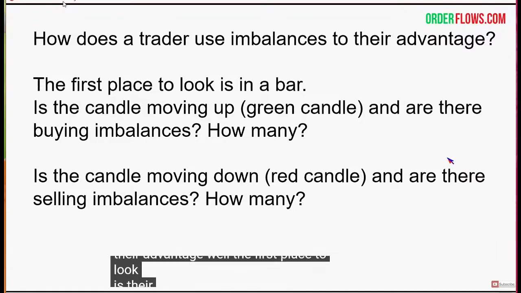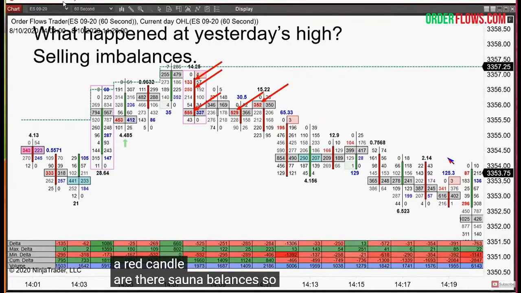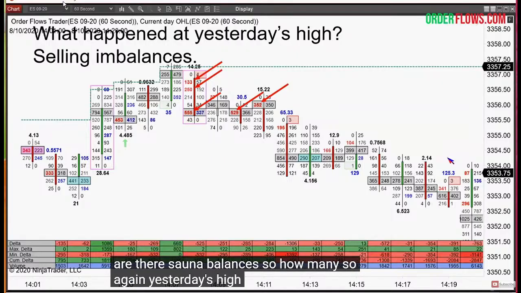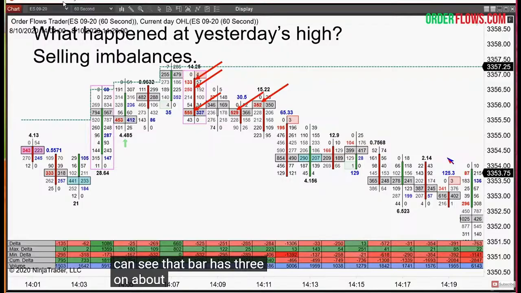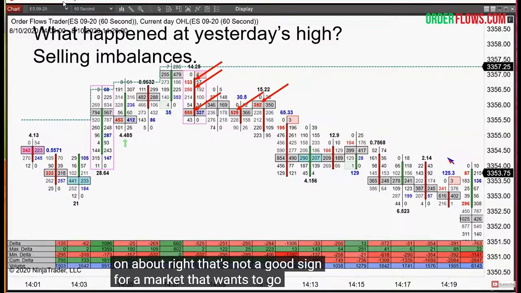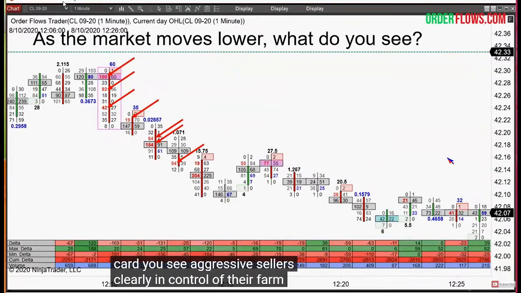Well, the first place to look is at a bar. I see the candle moving up, green candle, and are there buying imbalances? If so, how many? Candle moving down, there's a red candle. And are there selling imbalances? If so, how many? So again, yesterday's high in the S&P. Right after we hit that high, you can see that bar had 3 selling imbalances. Right? That's not a good sign for a market that wants to go higher. Right? What do you see? So, if you're looking at the Oracle chart, you see aggressive sellers clearly in control of that bar.